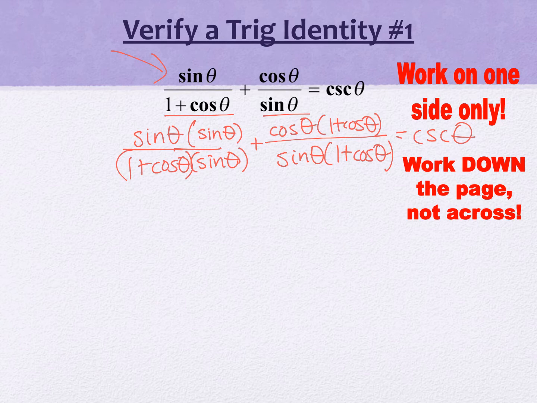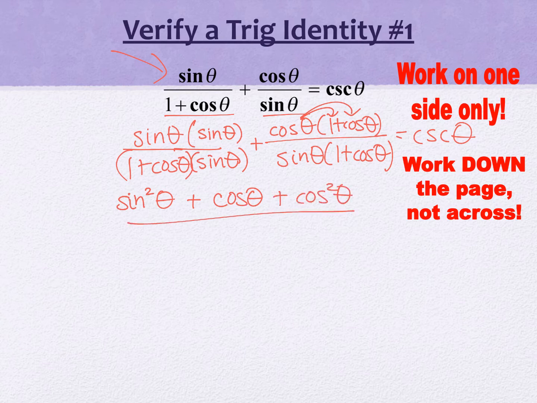So now I'm going to look at what I have. I'm going to simplify my numerator. So sine times sine is sine squared. Make sure you're putting the 2 there before the theta. I'm going to distribute the cosine on the other fraction. So I'm going to get cosine theta plus cosine squared theta and put it all over the same denominator.